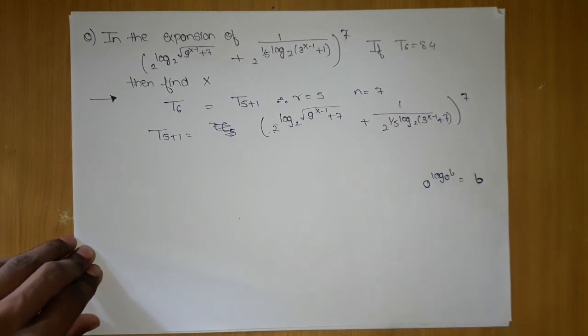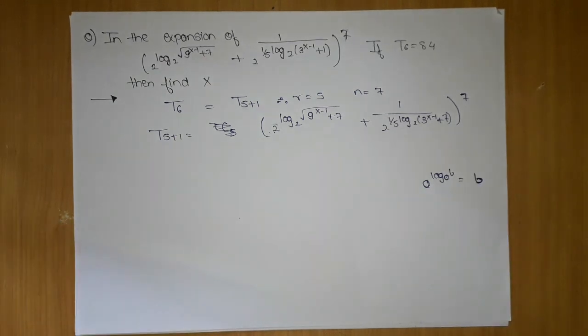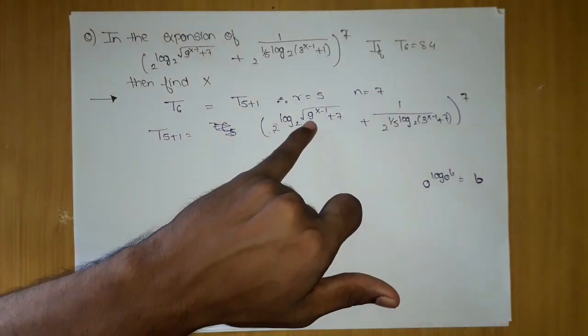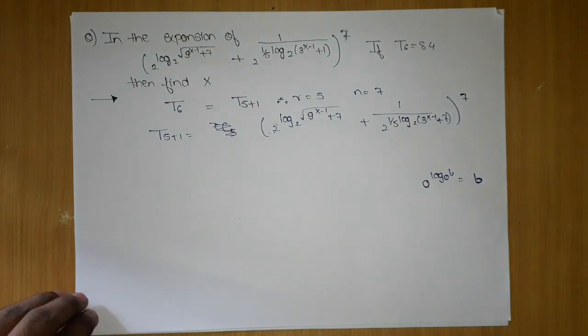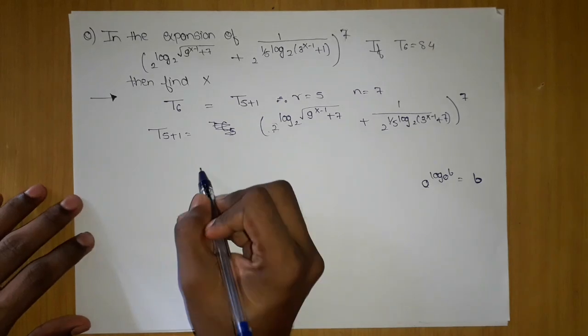Okay, this is the property which is used. By this property, here under root (9^(x-1) + 7) will be left, and here (3^(x-1) + 7) to the power 1 by 2 will be left, which will be 1 upon. So now let's see what we are getting.